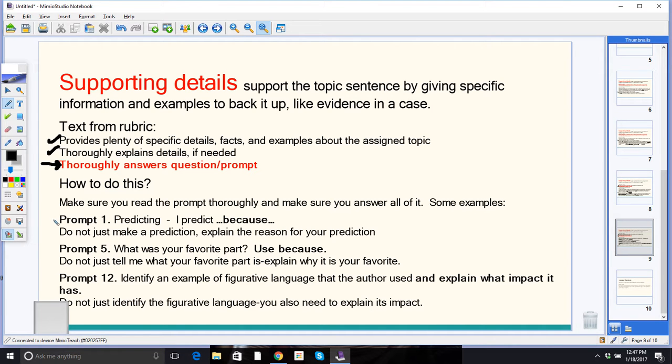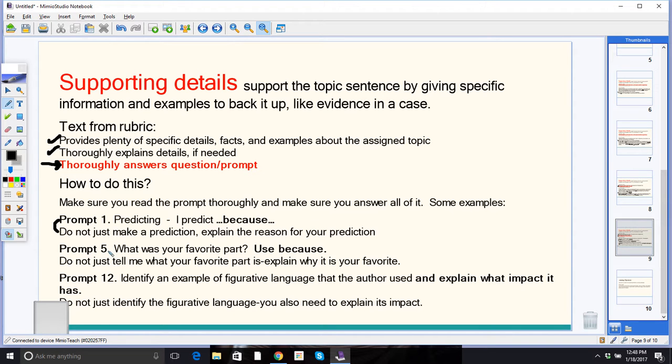And here's some examples. If you look at the list of prompts from your reading responses, prompt 1 says predicting. I predict ellipses because ellipses. These little marks, 3 dots right here, are called an ellipses. So the explanation below that shows how to thoroughly answer this prompt is, do not just make a prediction, explain the reason for your prediction. Why do you think that? Explain your thinking.